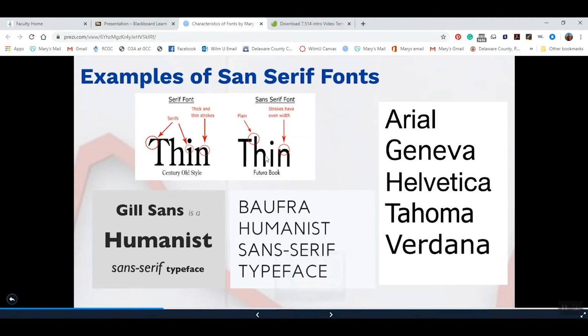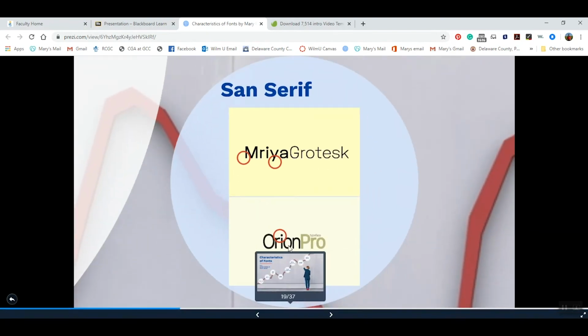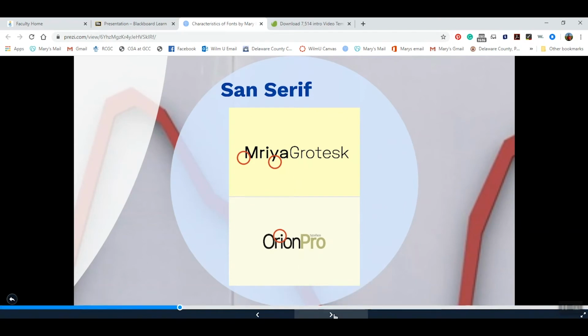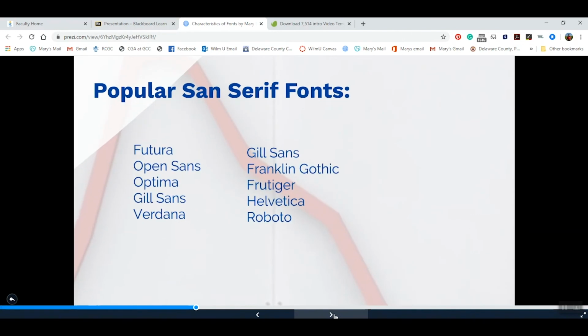So in this example here, this is the sans serif. There's no little swashes. When we look at this, this is the serif font. See how this has got the actual little decorative items here? This does not. So here's another example. It's very straight up and down, very angular. Okay, it can be skinny. Again, at the end of the characters, it does not have any curls or swirls. Here are some popular sans serif fonts that you probably have seen or have on your computer.